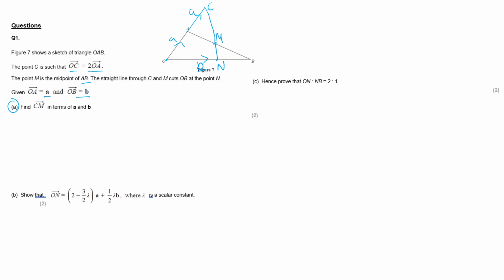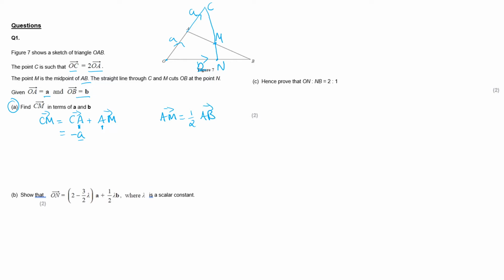So our first job is to find C to M. We can't go directly there. We need to use the vectors A and B. So C to M, if we nose to tail the vectors, we need to go C to A plus A to M. So where that one finishes, that one starts. That's what I mean by nose to tail. Now C to A is easy. That's just minus A because we need to go back through A. Remember, direction is important. But A to M is equal to half A to B.